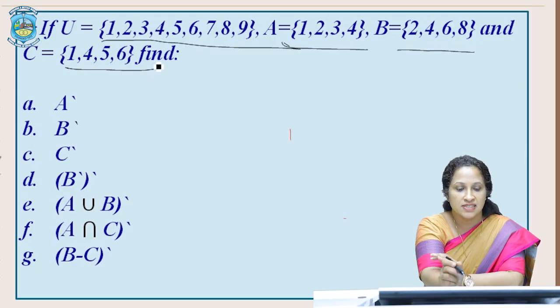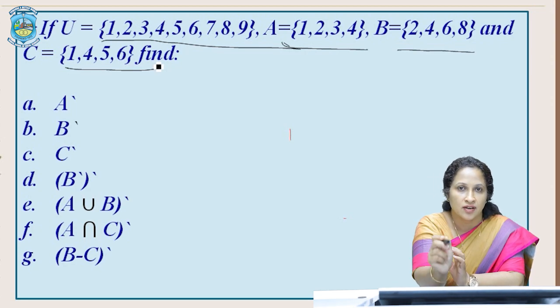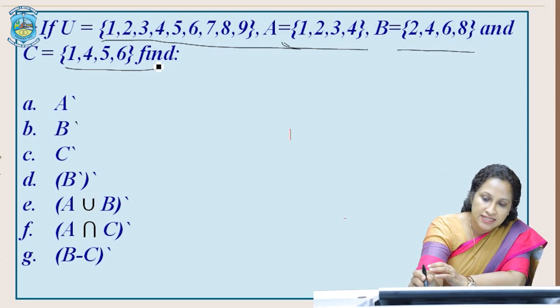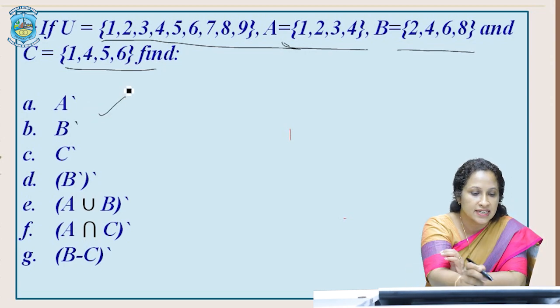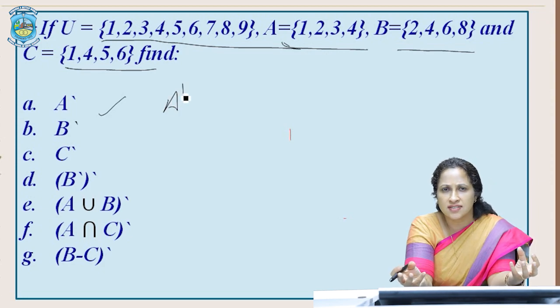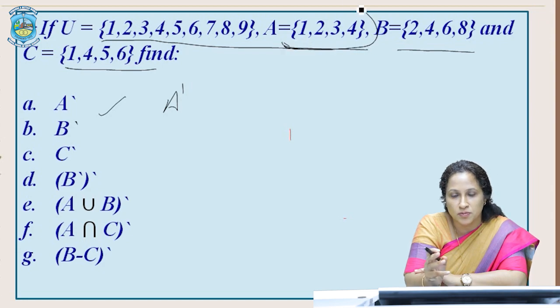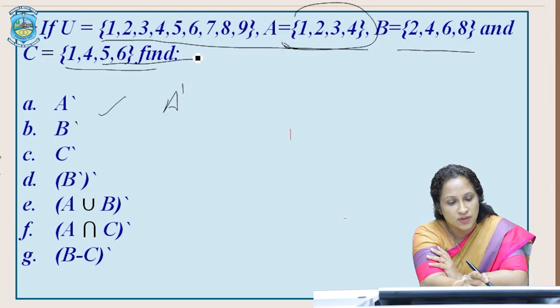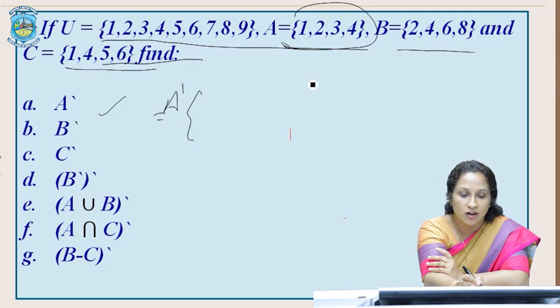We have the universal set denoted by U and we have elements in it from 1 to 9. Okay. And then we have set A as 1, 2, 3, 4, set B as 2, 4, 6, 8 and set C as 1, 4, 5, 6. So, these are just simple examples for you to understand. I will take up the first 4 options to solve. Now, the first one is A dash.